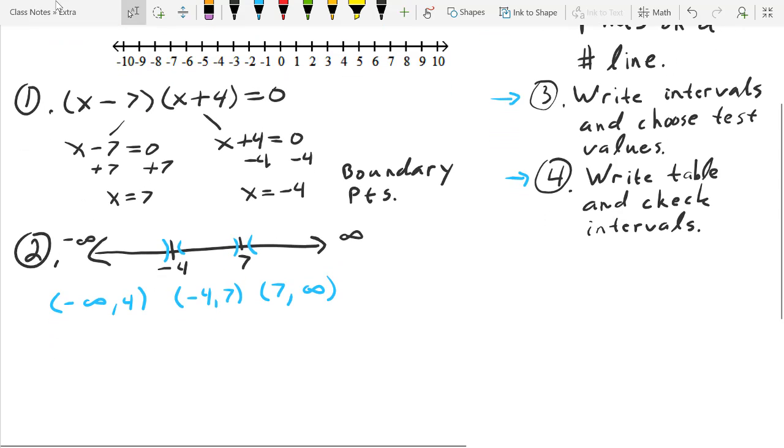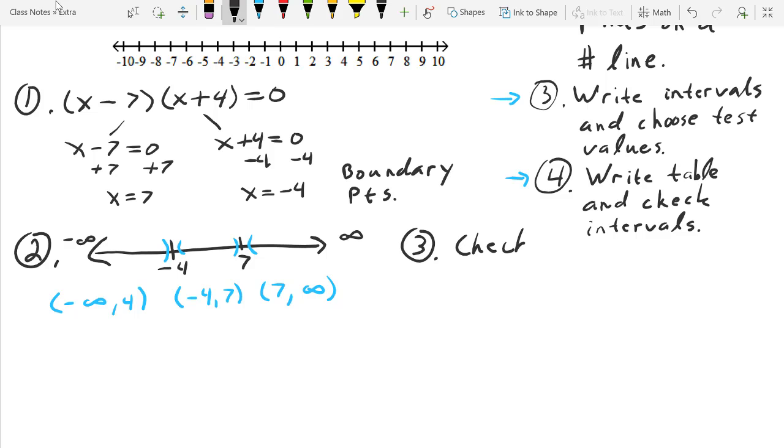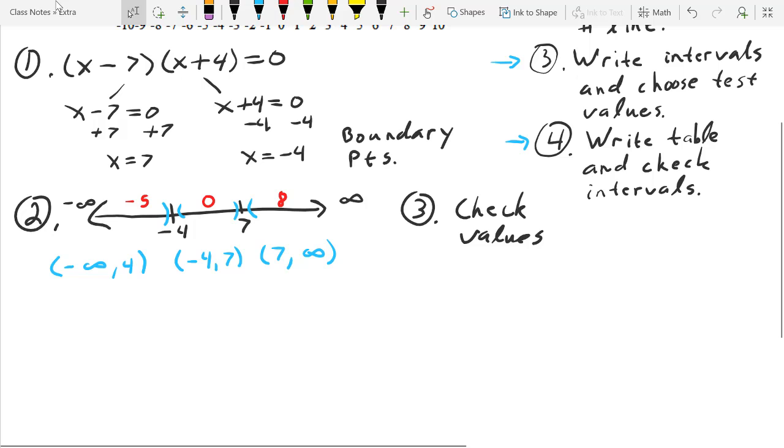Alright, now we need to choose some test values. This would be step 3, check values, test values, from our intervals. Here, to the left of negative 4 inside this interval, I'm going to choose a test value of negative 5. Between negative 4 and 7 in the middle here, I'm going to choose 0 as a check value. And then to the right of 7, I'm going to choose a test value of 8.